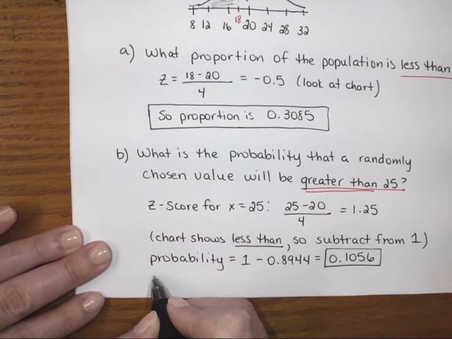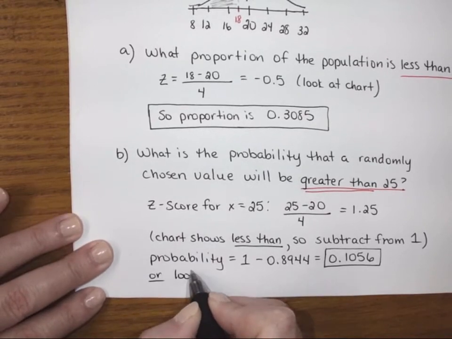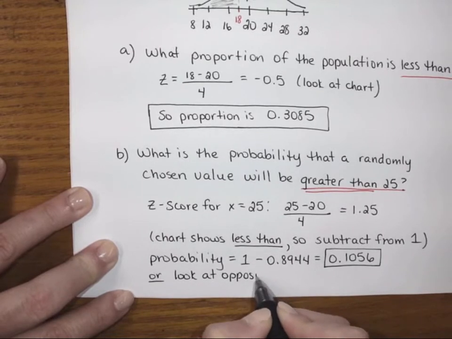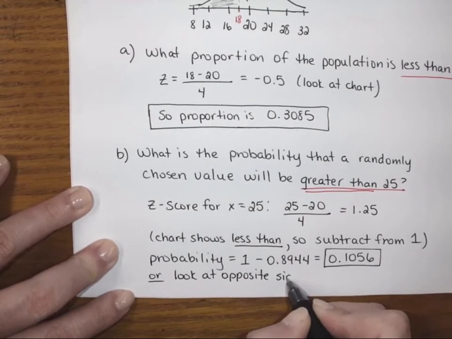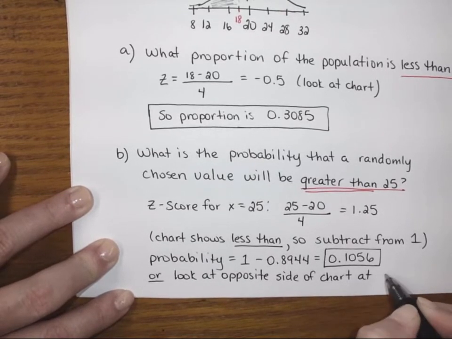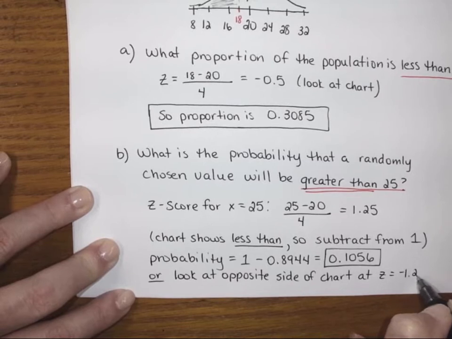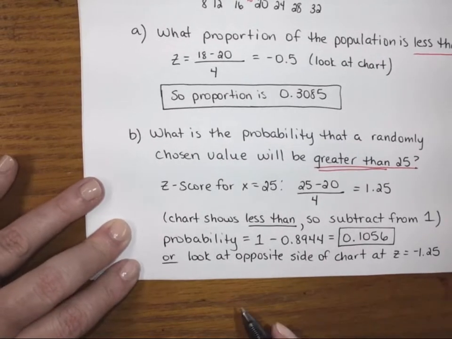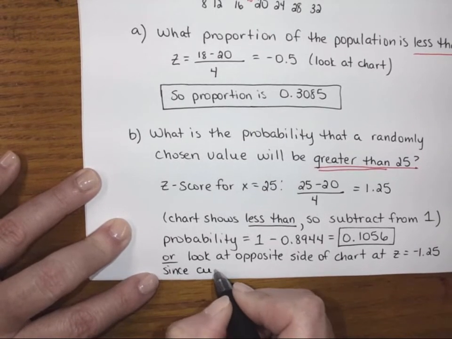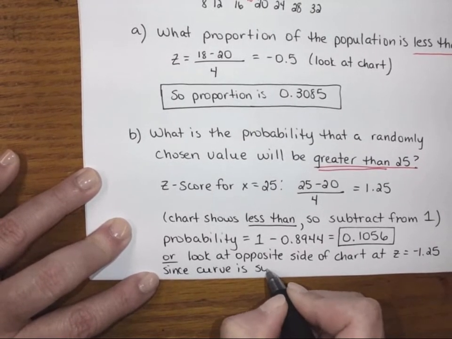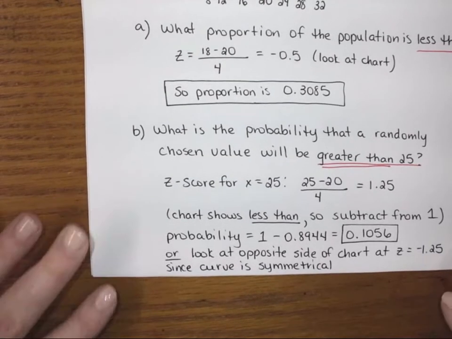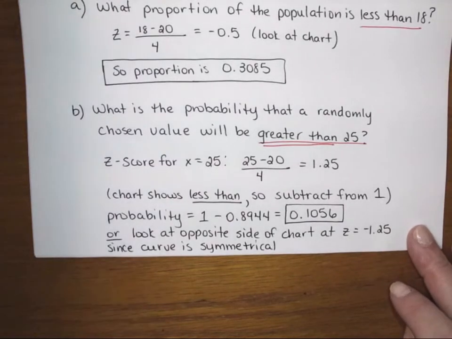Okay. Remember, an alternative is you can also look at the opposite side of the chart and read it as is. So you could look at the opposite z, the negative version. And remember that works because the curve is symmetrical. In other words, it's the same on both sides, so that's why that works. So if you like that better, you can just use the opposite side of the chart.